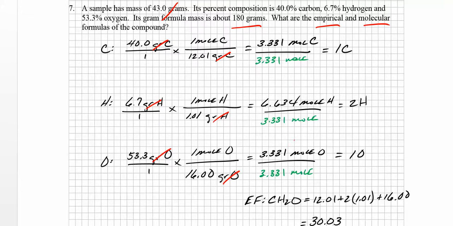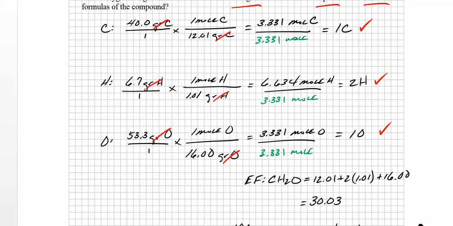So how do I get to the simple whole number ratio? Find the smallest of the three. It's obviously either this 3.331 or this 3.331. Doesn't matter, because I'm going to divide all of them by 3.331. When I do that, 3.331 divided by 3.331 is 1 carbon. 6.634 divided by 3.331 is 2 hydrogens. And 3.331 divided by 3.331 is 1 oxygen. So that's telling me that the ratio of carbon to hydrogen to oxygen is 1 to 2 to 1. So the empirical formula is CH2O.